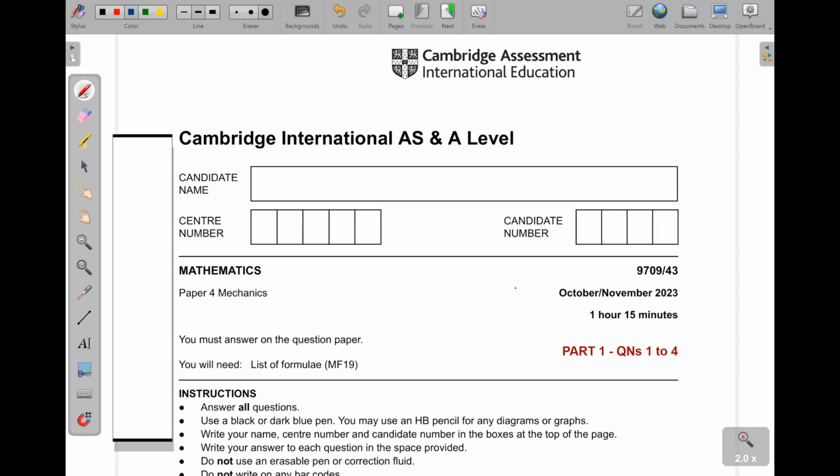This is Teacher Simon taking you through Cambridge International AS and A-Level Mathematics paper 4.3 for October-November 2023. And these are questions from 1 to 4.